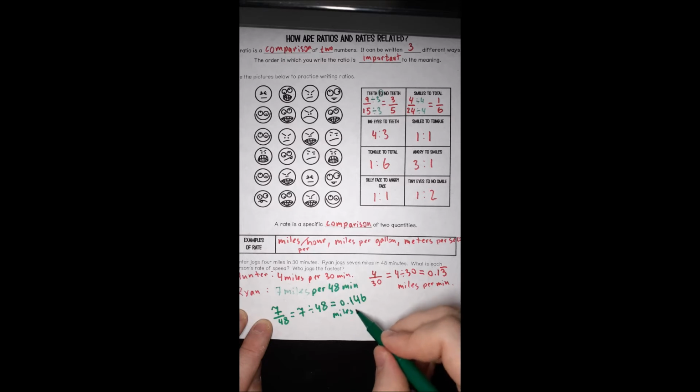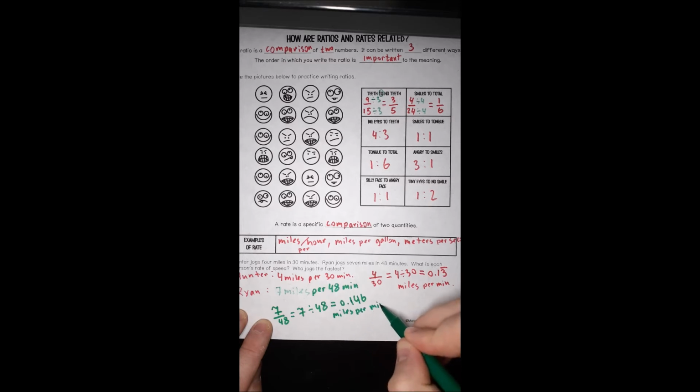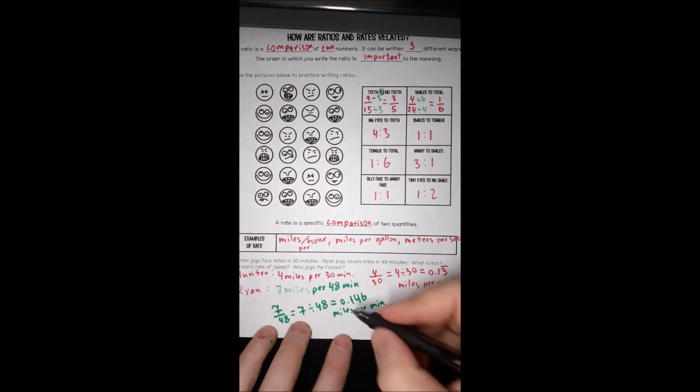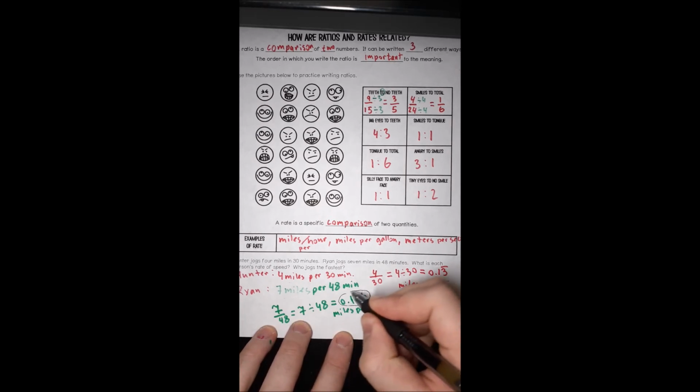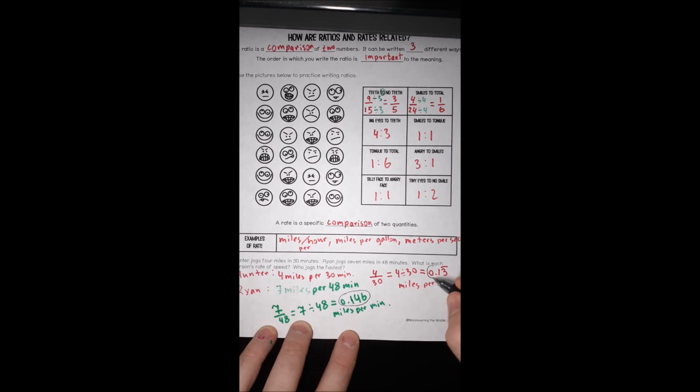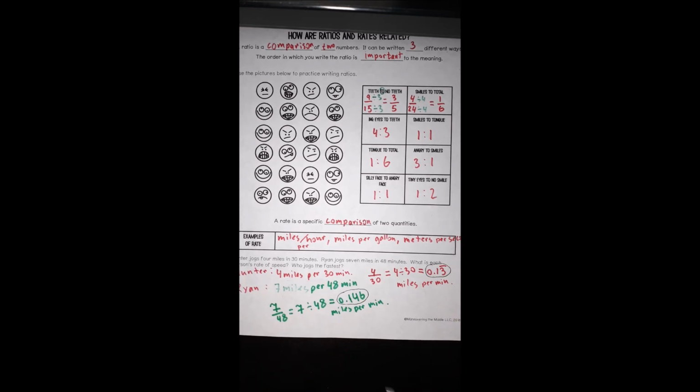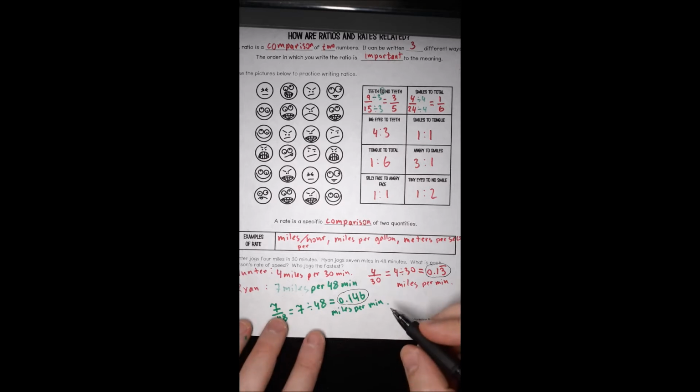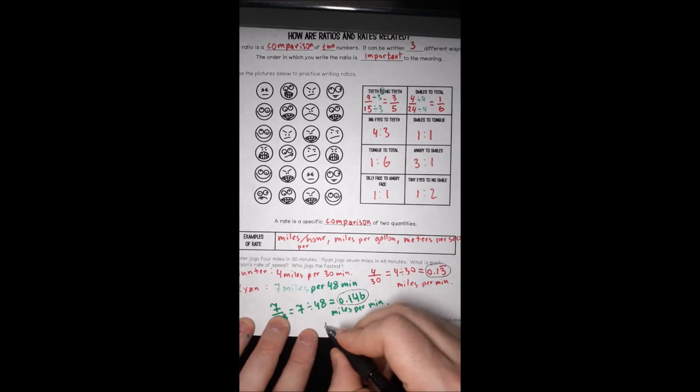miles per minute. So now we're looking at two quantities. Which one is fastest, Ryan or Hunter? And now, since he went farther, he spent more time, and yet he still ended up being faster. So here's how you write down the answer.